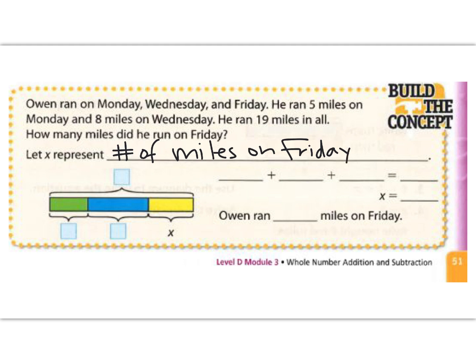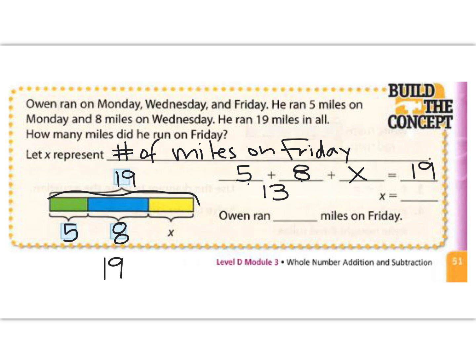Okay, because we know on Monday he ran 5, so we can fill that in. Wednesday he ran 8, we can fill that in. And his total number all added up was 19. So we know that 5 plus 8 plus X is going to equal 19. Well, let's figure this out. 5 plus 8 is 13, so if we combine those, and then to get to X, we can just subtract.